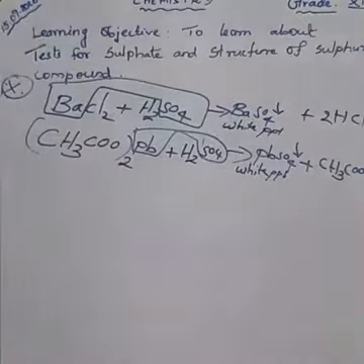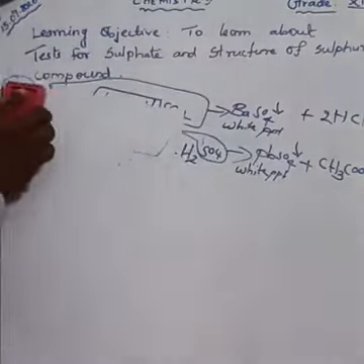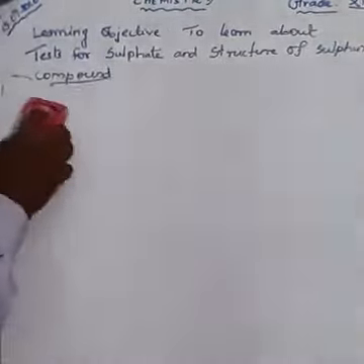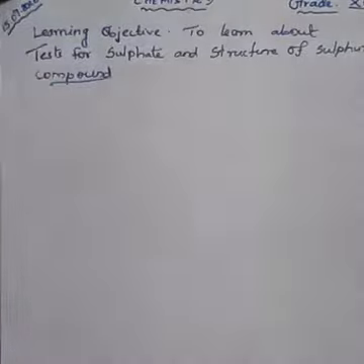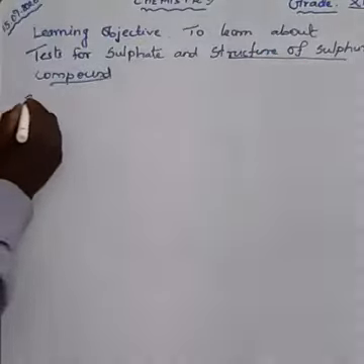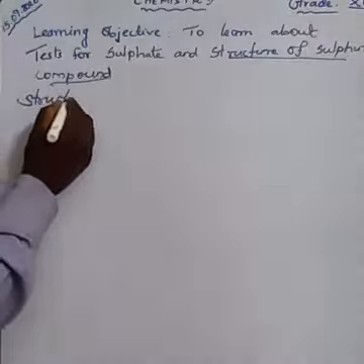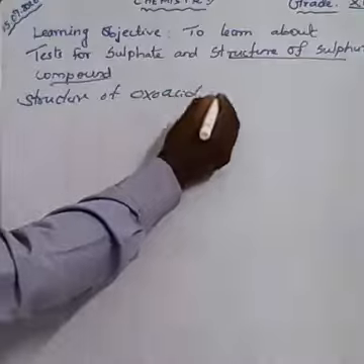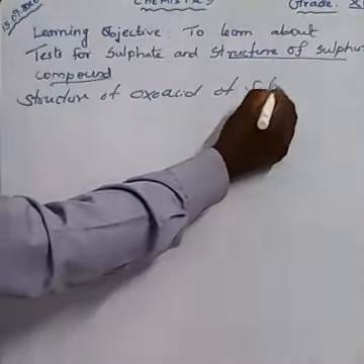This is the reaction. Next, what are the structures of oxo acids of sulfur? The learning activity one is over. This is a board exam question. Repeating board exam question. And also the next one is the structure of sulfur compounds, otherwise called the oxo acids of sulfur.